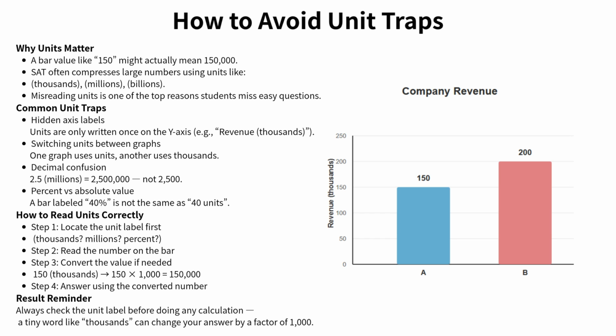The key steps are simple. First, find the unit label. Second, read the exact number on the bar. Third, convert using the unit multiplier. Only after converting should you compute totals, differences, or averages. Always check the units before you calculate. A single word like thousands can completely change the meaning of a number.